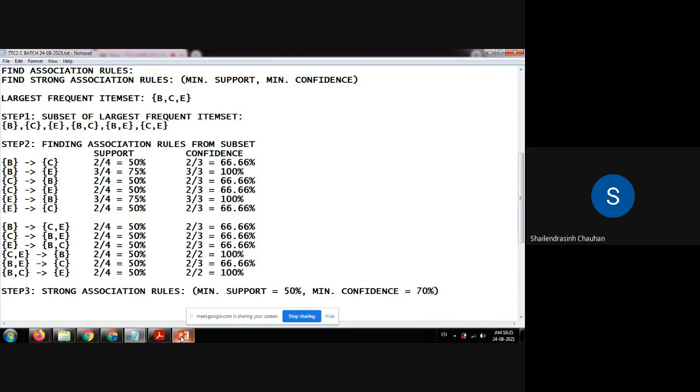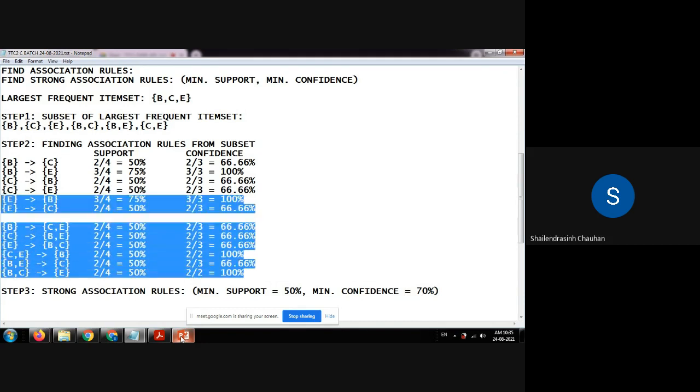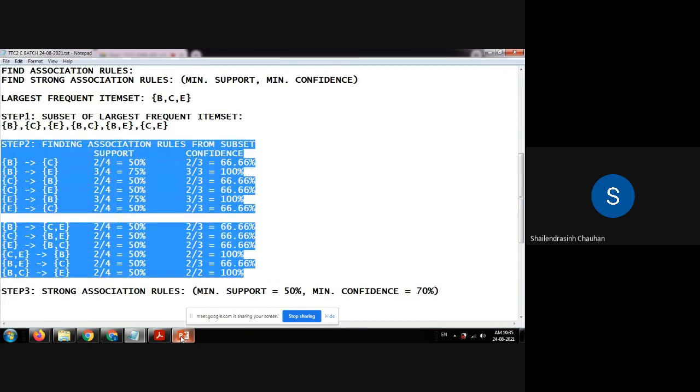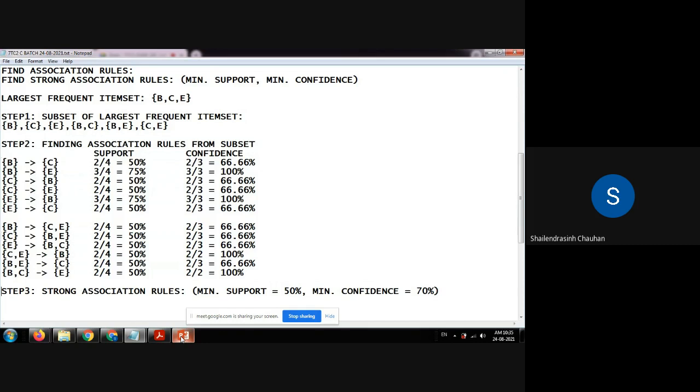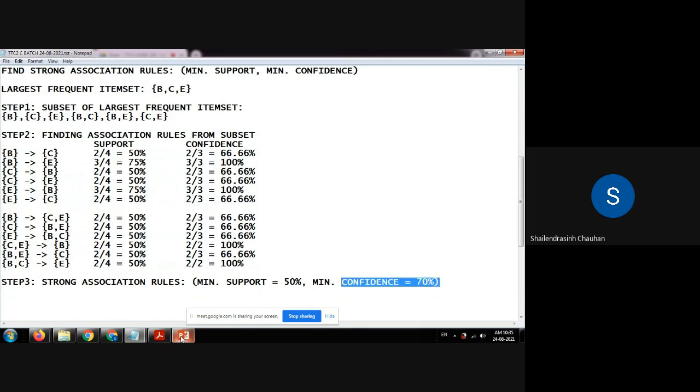It will be given in the exam. So if you are having any rule, whichever we found, out of all these rules, whichever rules are fulfilling both the criteria, please note down this thing. The rules which are fulfilling both the criteria will be considered as strong rules. Rest will be considered as weak rules.